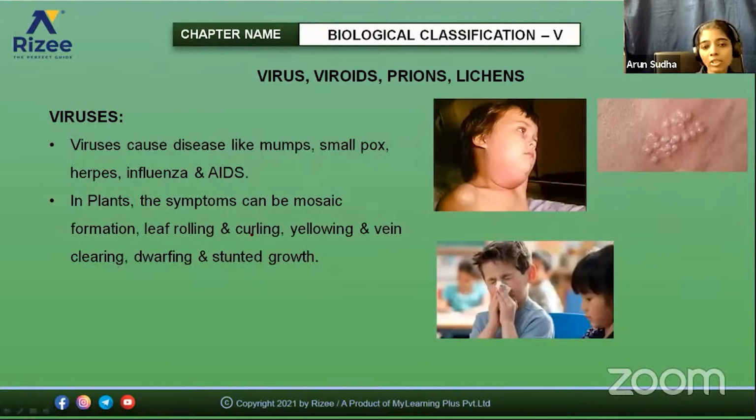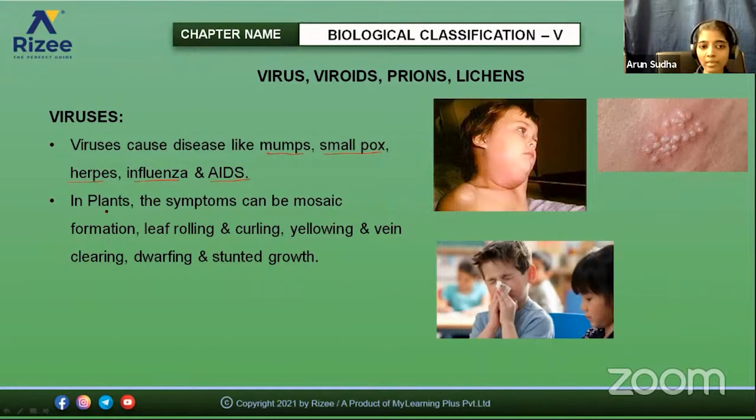Viruses cause diseases like mumps, smallpox, herpes, influenza, and AIDS. Mumps is caused by paramyxovirus, and smallpox belongs to the family Poxviridae. Then there are herpes virus, influenza, the normal flu, and AIDS, which is caused by HIV, the human immunodeficiency virus. So these are some of the diseases caused by viruses.